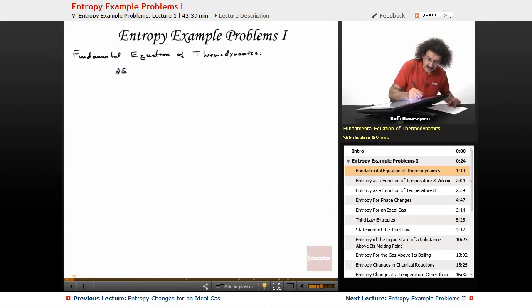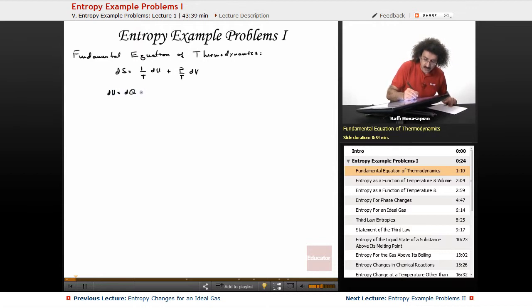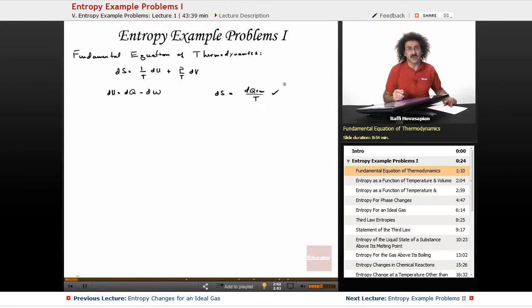So that is dS = (1/T) dU + (P/T) dV. That's it. Fundamental equation of thermodynamics. It's derived from the first and second laws. The first law being dU = dq - dw, and the second law, which is the definition of entropy, dS = dq reversible over T. So definitely that equation you want to know.